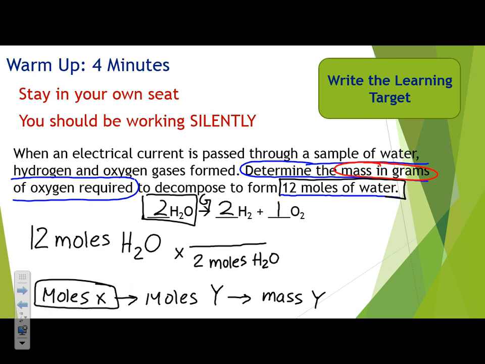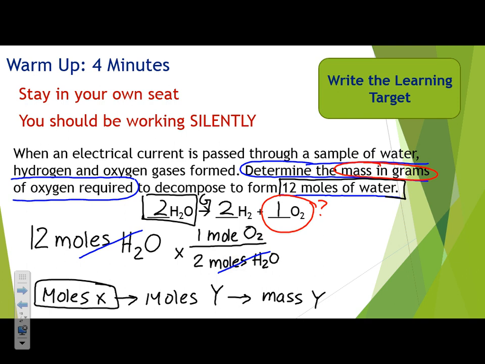now we need to look at our question mark, what our unknown is. The question is asking for mass in grams of oxygen, so the oxygen here is our unknown. This tells us now that for every 2 moles of water, we have 1 mole of oxygen gas. So after canceling common units, moles of H2O on top and bottom, we're left with moles of oxygen.